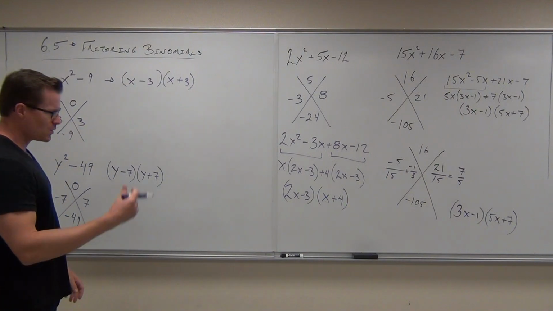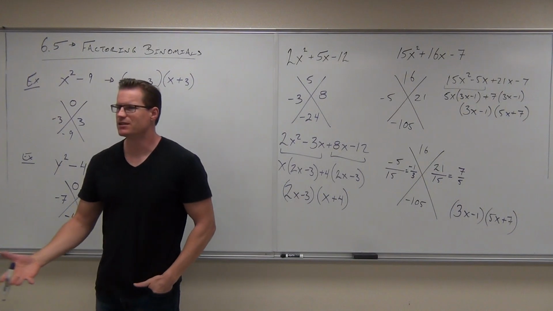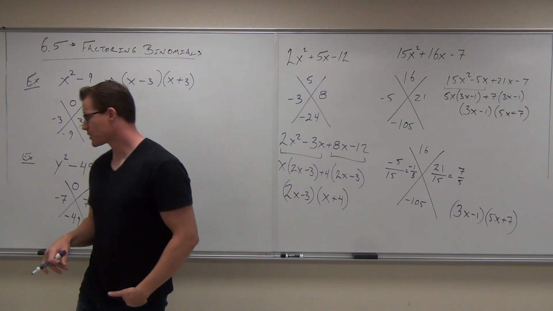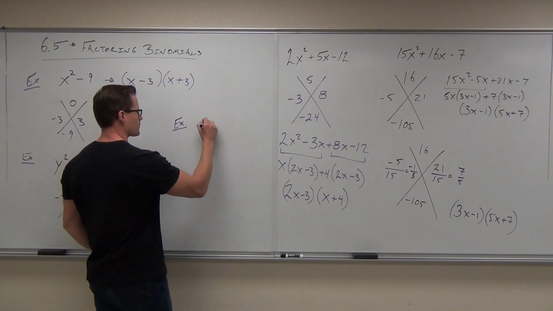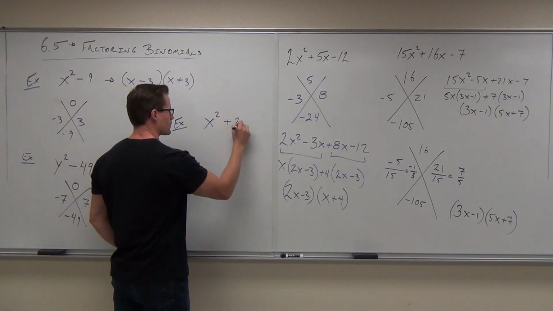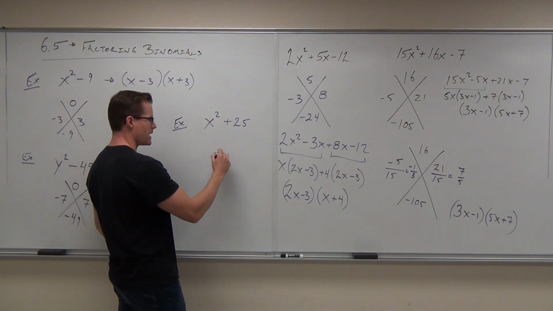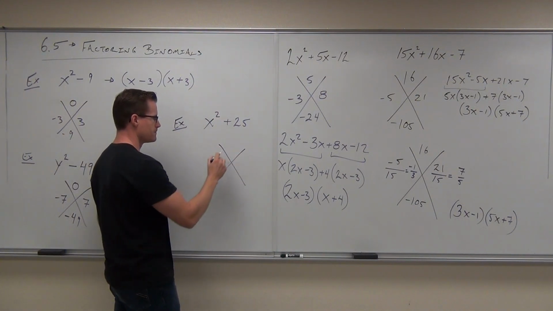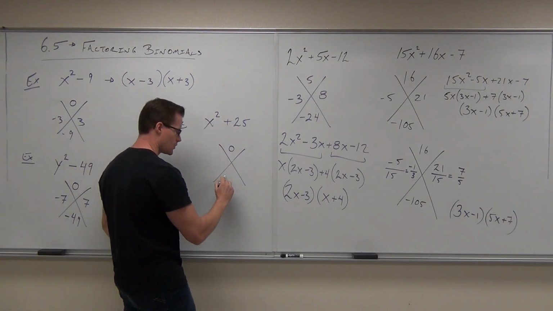So, I'm going to talk about one more, and then I'll have you do a couple on your own after I give you the idea of how you can always factor a difference of squares. The last one I want to give you is this one. Okay, tell me something. Everybody, what is your A, please? One. What is your B? Zero. What is your C? 25. Therefore, A times C gives you 25.